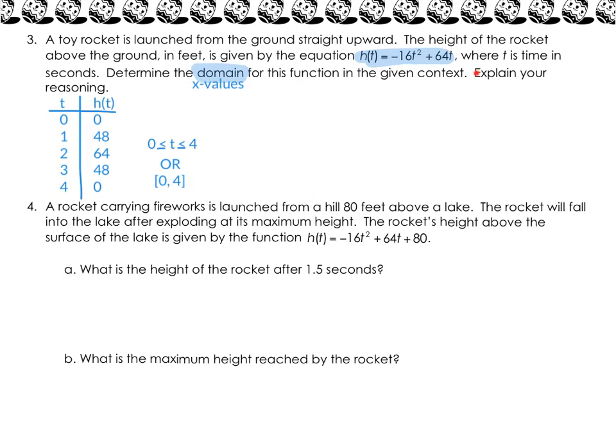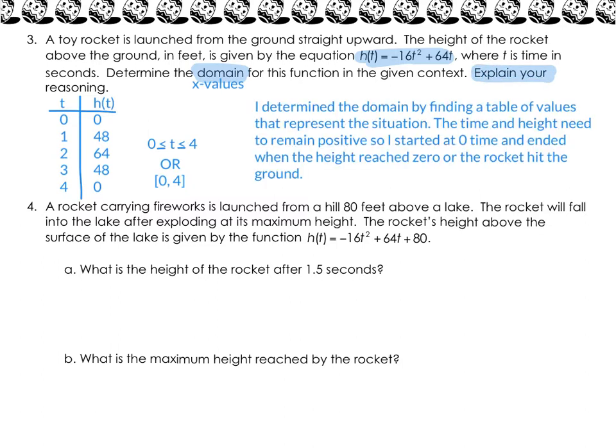Now, I'm not done yet. The question said to explain. So it's very important to make sure that you do all parts of the question. So when I explain my reasoning, I'm going to say, determined the domain by finding a table of values that represent the situation. The time and height need to remain positive, so I started at 0 time and ended when the height reached 0 or the rocket hit the ground. Okay, let's look at the next question.